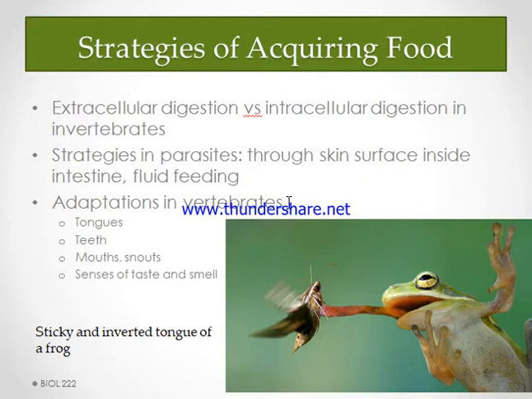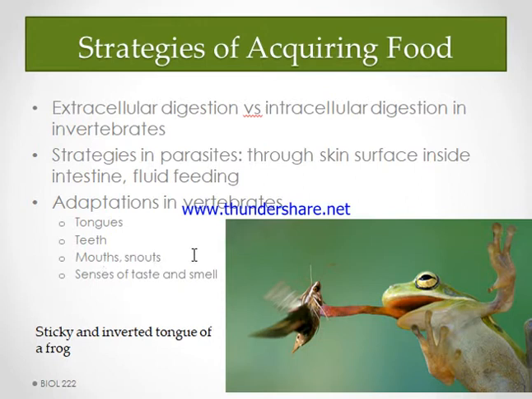Then there are more adaptations in vertebrates, like tongues. Here you can see a frog jumping and catching a fly. It has a long, sticky, inverted tongue. There are teeth of different types: carnivores have canine teeth which are longer and stronger, while herbivores have molars and premolars more modified to break down the food. Basically, you grind the food.